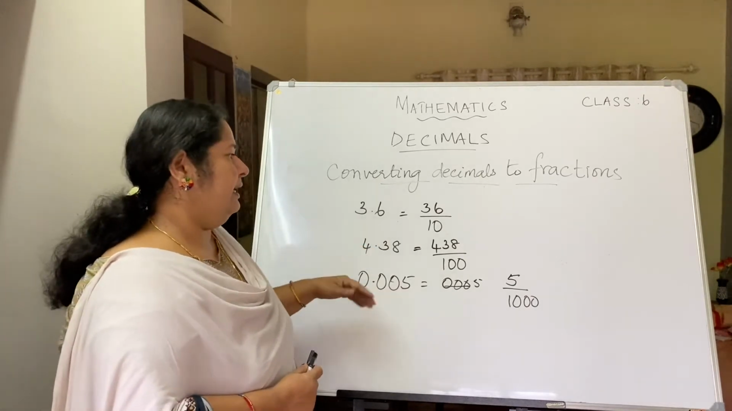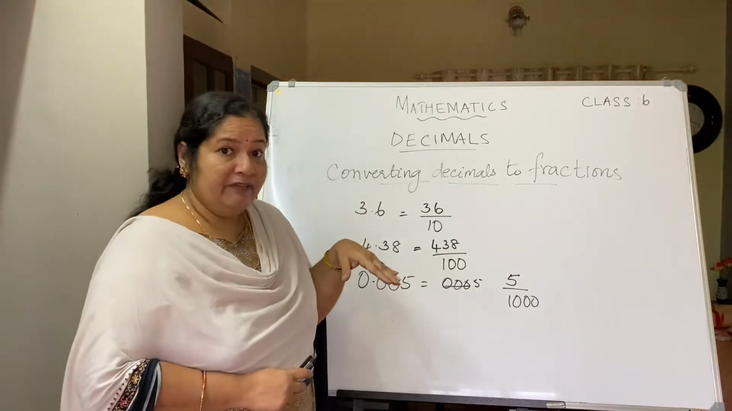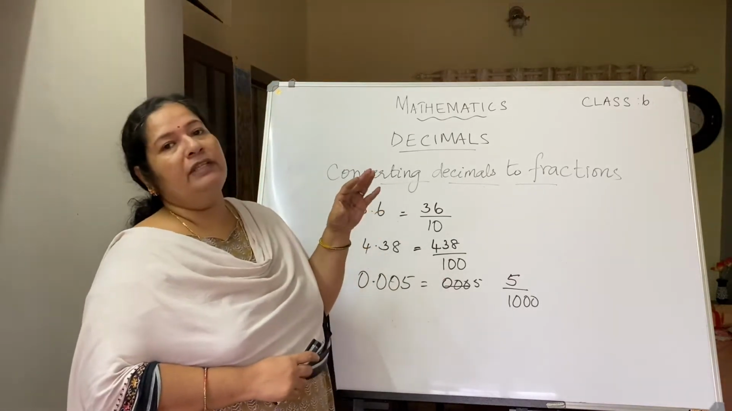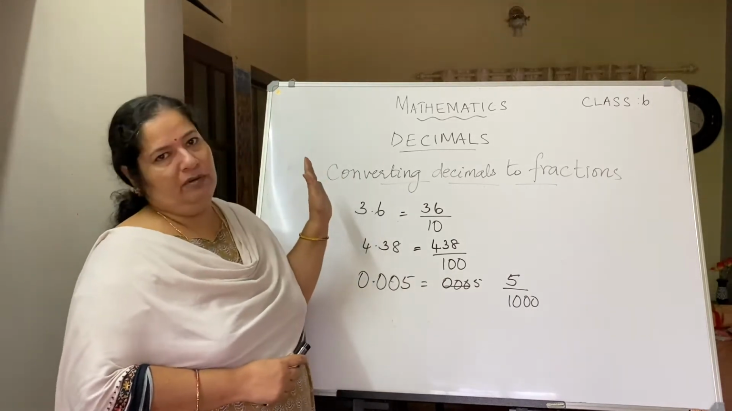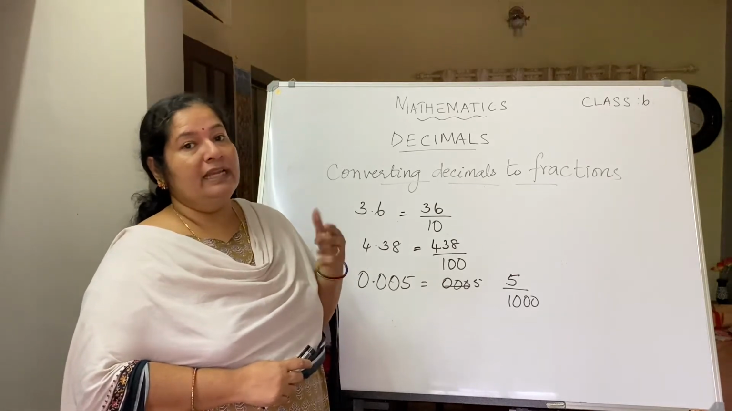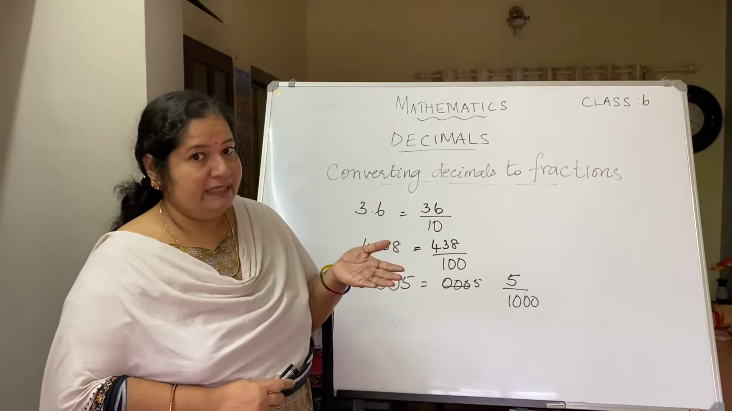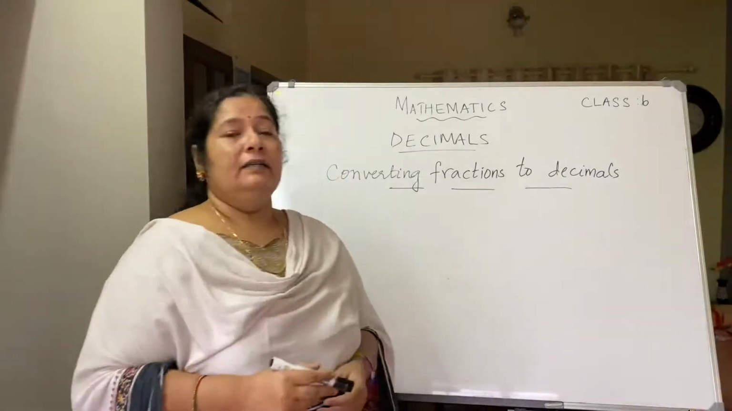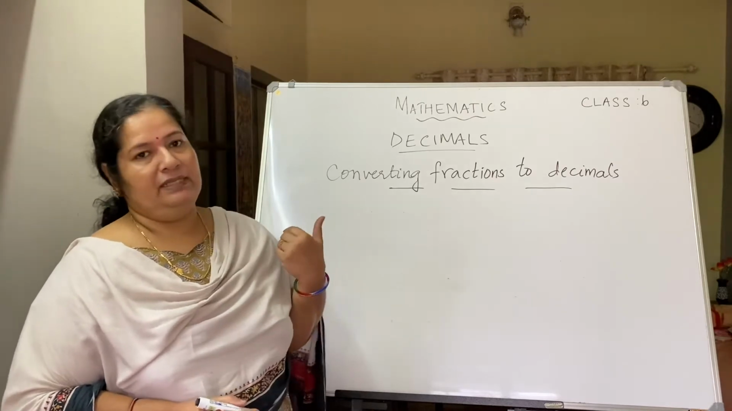So given any decimal, to convert it into a fraction, the numerator will be the number without the decimal point. You just ignore the decimal point and write it as a whole number. And the denominator will be a 1 followed by that many zeros depending upon how many decimal places there are. Now we'll learn how to convert fractions to decimals.